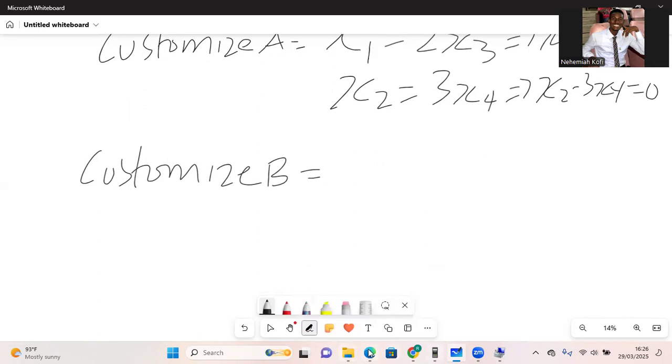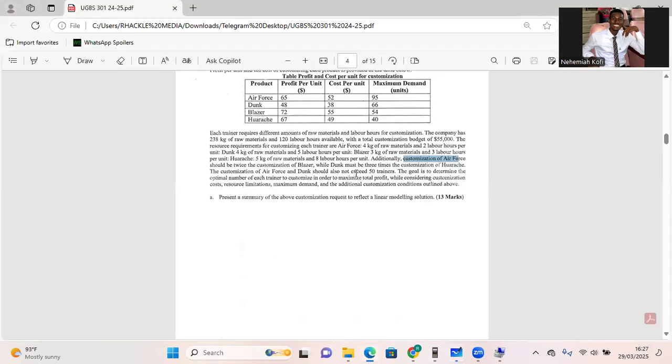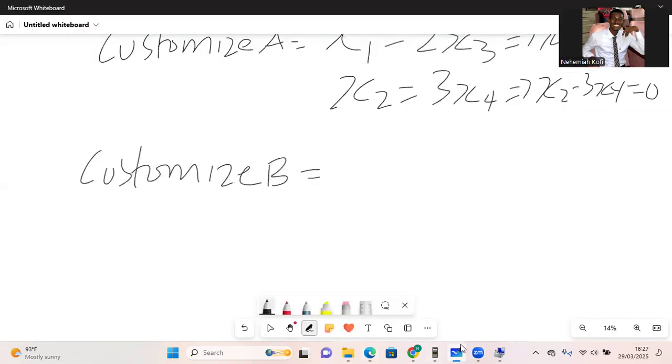So customize B. Customize B was saying that the customization of Air Force and Dank should not exceed 50 trainings. They should not exceed 50. So x1 plus x2 should not exceed, so less than or equal to 50, right? So that's what you are going to do, less than or equal to 50.